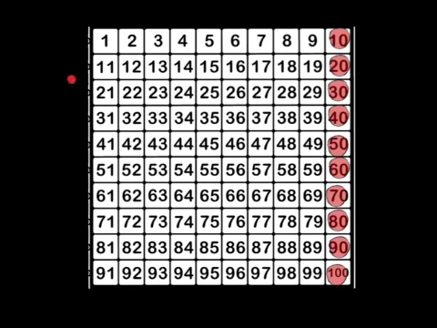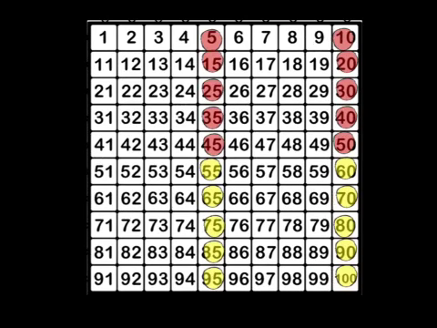This one is counting in tens. So remember, we skip 9 and then land on the 10. So let's get started. 10, 20, 30, 40, 50, 60, 70, 80, 90, 100. Let's do it backwards. 100, 90, 80, 70, 60, 50, 40, 30, 20, 10.